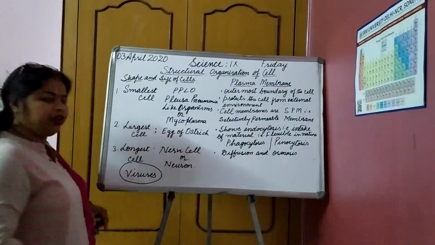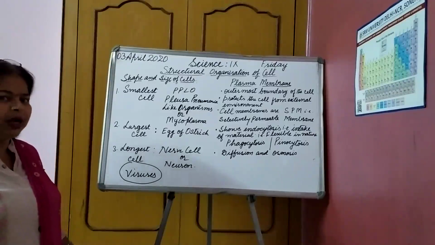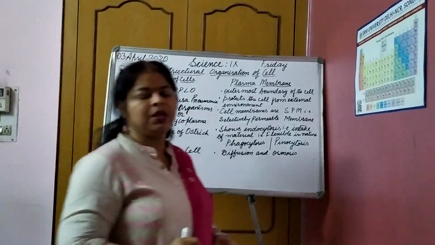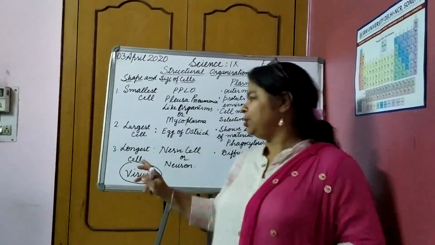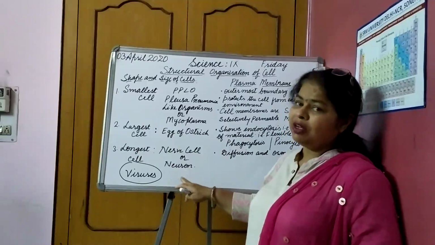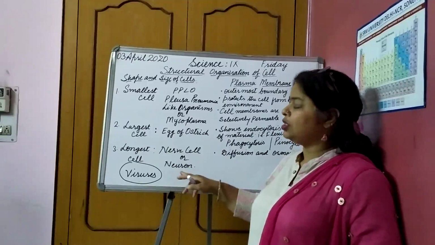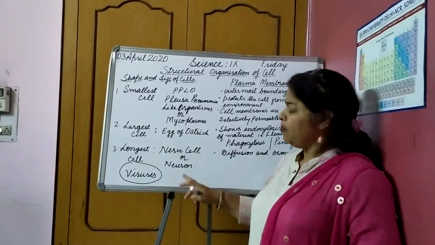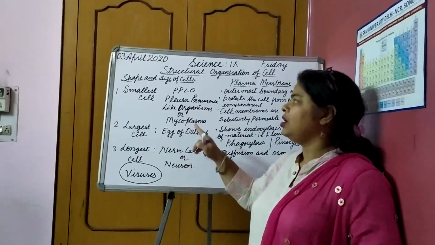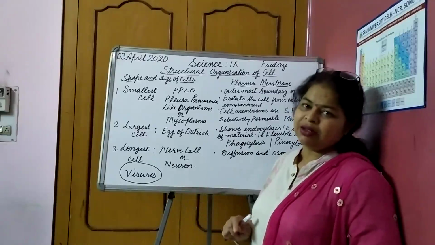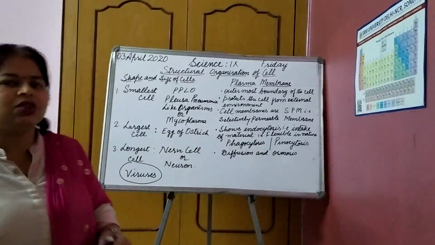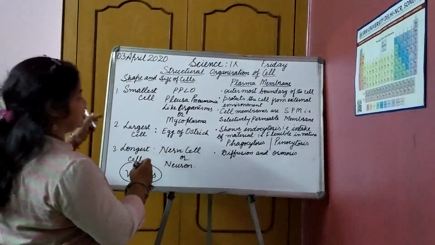Viruses are very small organisms, but they do not have a membrane around them. That's why we do not keep them in the category of any of these. Otherwise, if they had a membrane, they could be the smallest cells. But because they lack a cell membrane, we do not keep them among the smallest cells. Fine. So this is how we discuss the shape and size of cells.